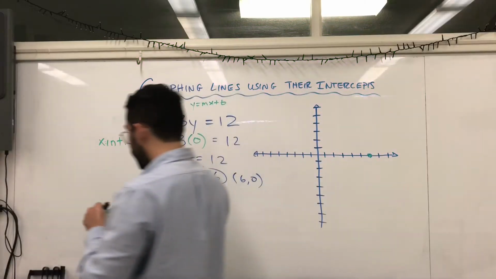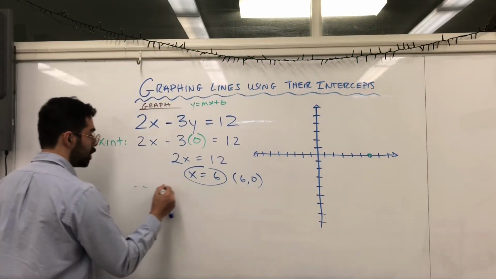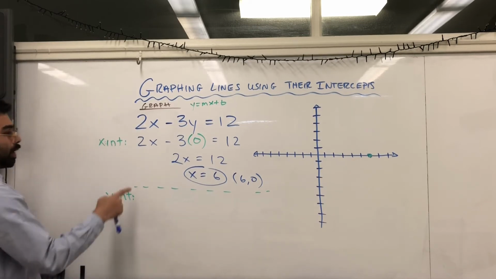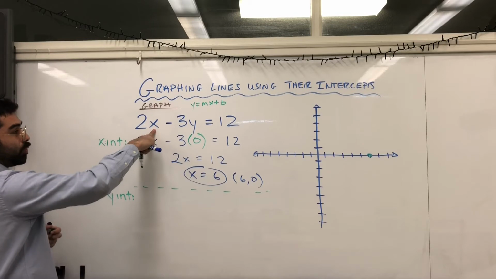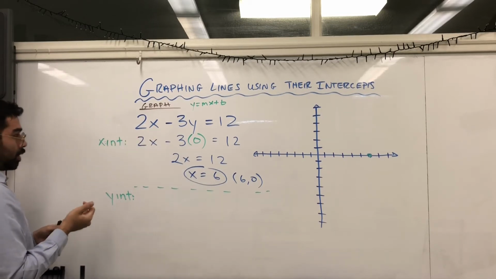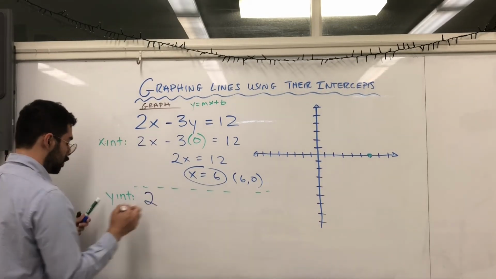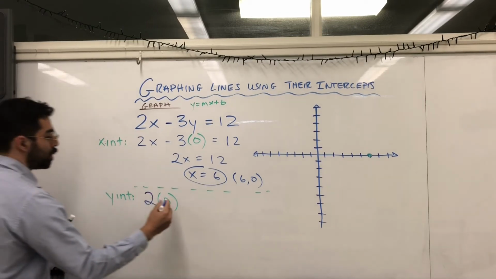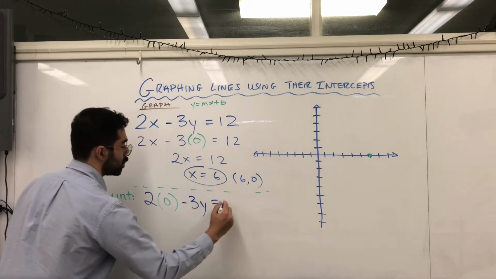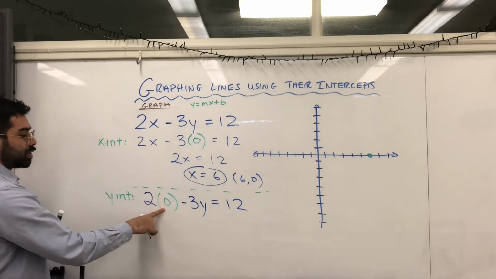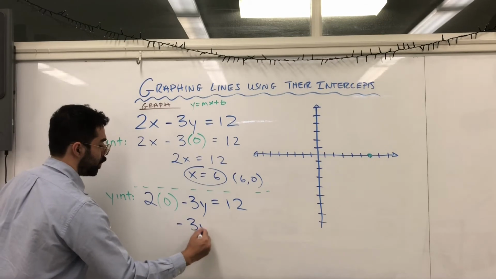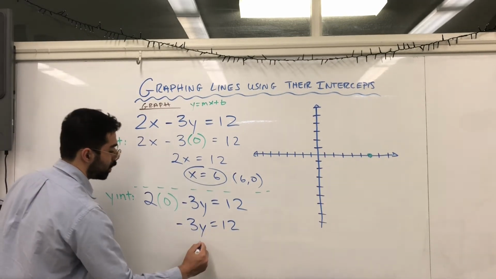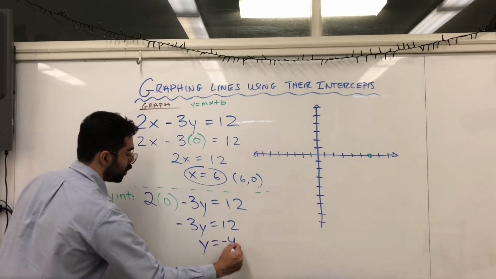Now, to find my y-intercept, I'm just going to do the opposite. So for the y-intercept, now I'm going to plug in 0 for x. So that's 2 times 0, and then drop everything else down. 2 times 0 is obviously 0, so I got negative 3y is equal to 12. That means divide by negative 3, divide by negative 3, y is equal to negative 4.